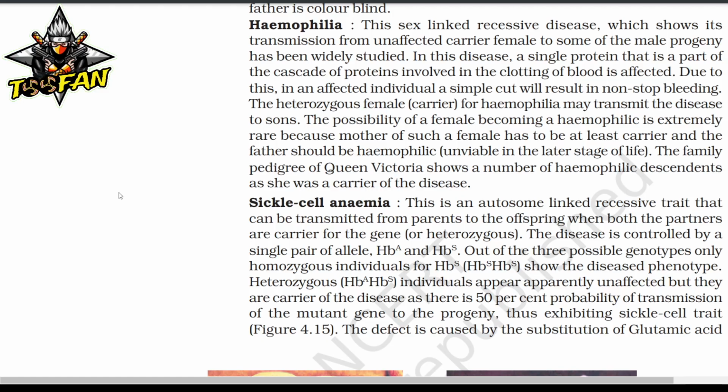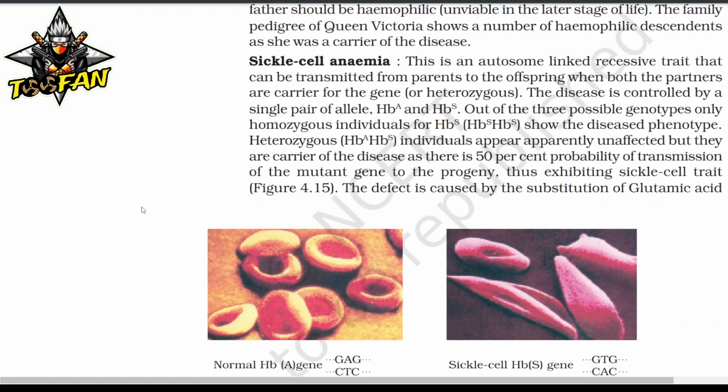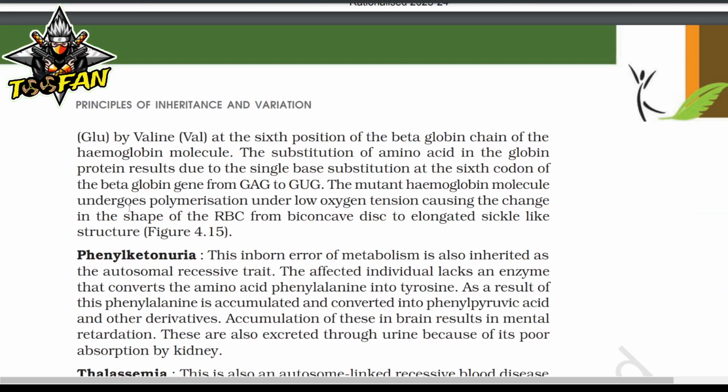The defect is caused by the substitution of glutamic acid by valine at the 6th position of the beta globin chain of the hemoglobin molecule. The substitution of the amino acid in the globin protein results from a single base substitution at the 6th codon of the beta globin gene from GAG to GUG. The mutant hemoglobin molecules undergo polymerization under low oxygen tension, causing the change in the shape of the RBC from biconcave disc to an elongated sickle cell-like structure.